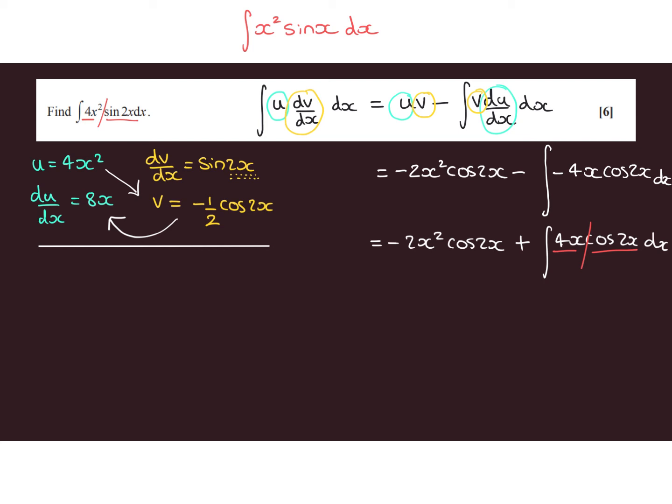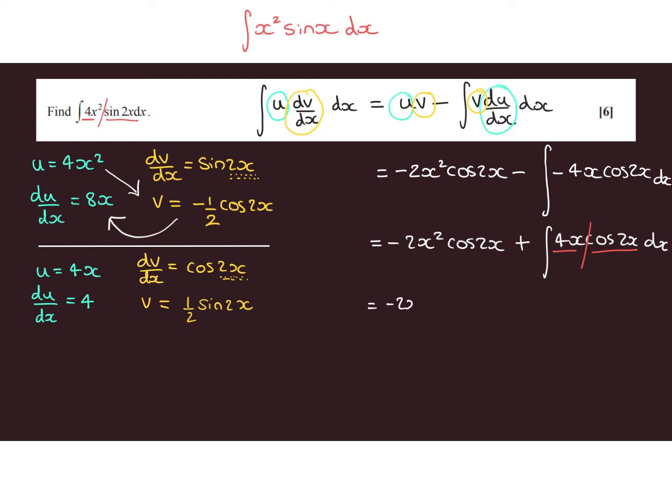So here's what I'm going to do. I'm going to set everything up in the same way again. u is going to equal 4x. du by dx is going to equal 4. dv by dx will equal cos 2x, which integrates to a half sine 2x. Cos integrates to sine, and of course you need to divide by the derivative of the inner function again, which is just 2.